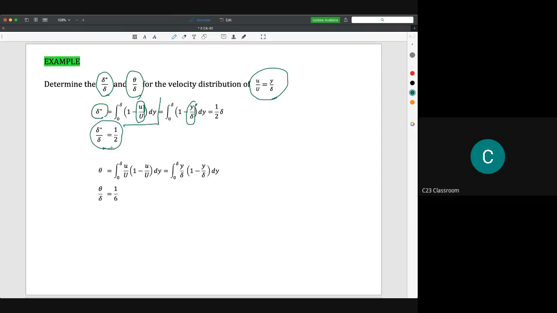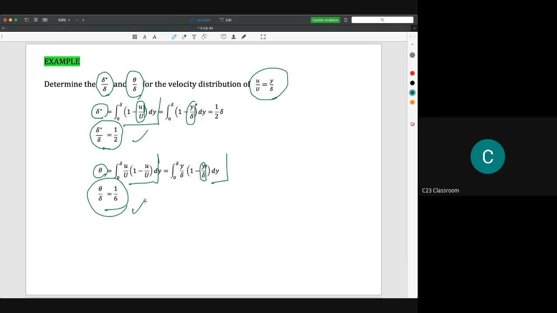At the same time, we could calculate theta by using this equation. We substitute the value of u over U with y over delta, and we solve this integration. So we get theta over delta, I'm sorry, theta over delta is equal to 1 over 6. So these are very simple steps to get this.